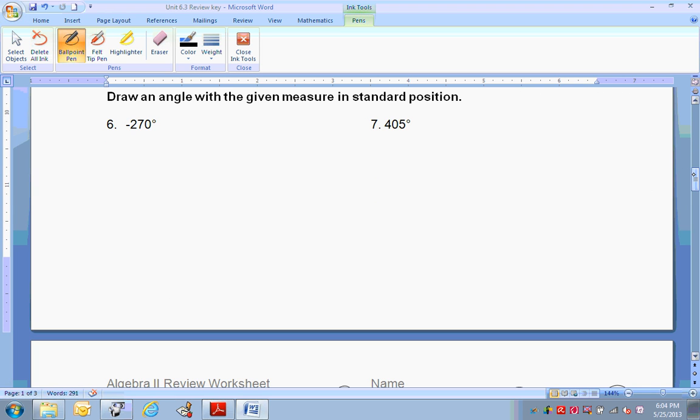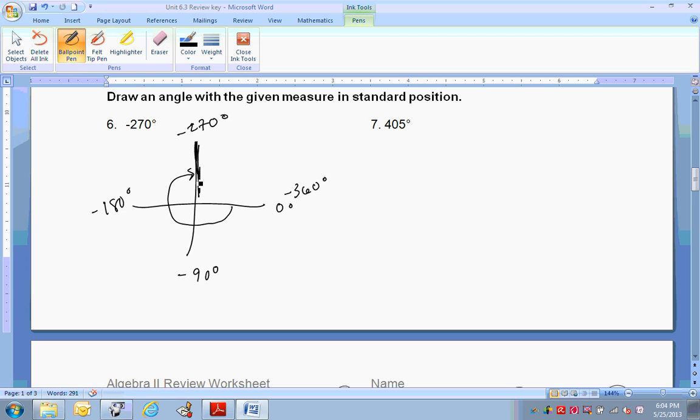Number 6, they're asking us to draw an angle given the measure in standard position. So when we do this, the angle is negative. So when we do that, we know it's 0, negative 90, negative 180 degrees, and then negative 270 degrees, which would make this, again, down here, negative 360, because a full circle is 360 degrees. So we start off at 0 always, and then we're going to go up to 270, and this is our angle right here. That would be a negative 270 degree angle that I've just drawn.